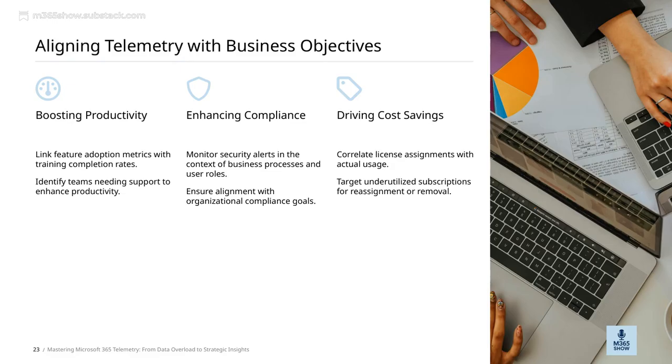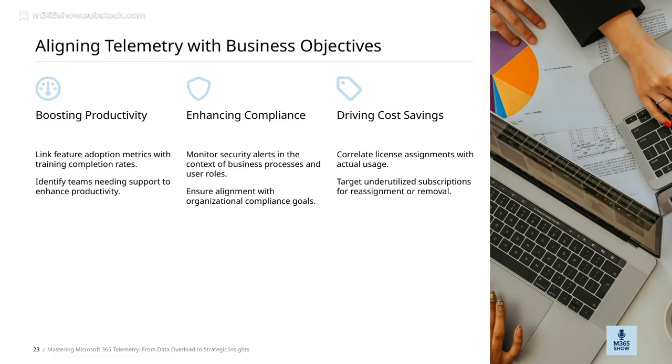First, it's crucial to correlate license assignments with actual usage. This helps us identify which subscriptions are underutilized, so we can reassign or even remove them, driving cost savings across the organization. Next, we need to monitor security alerts in the context of our business processes and user roles.